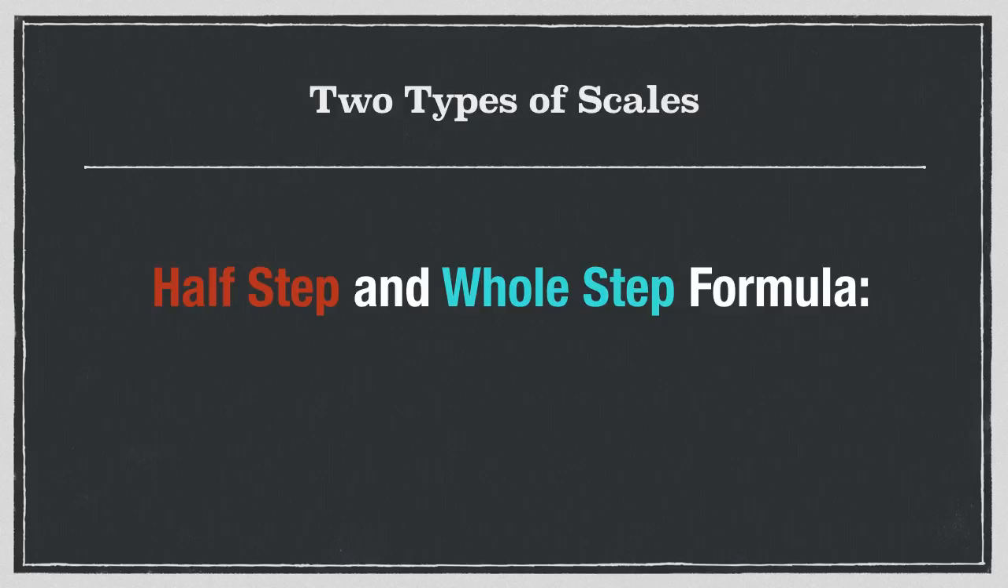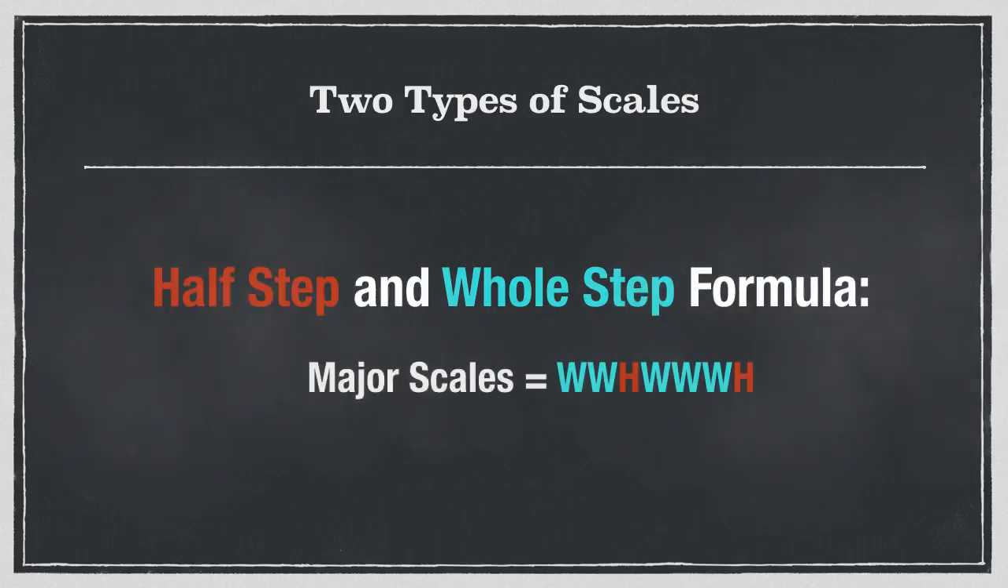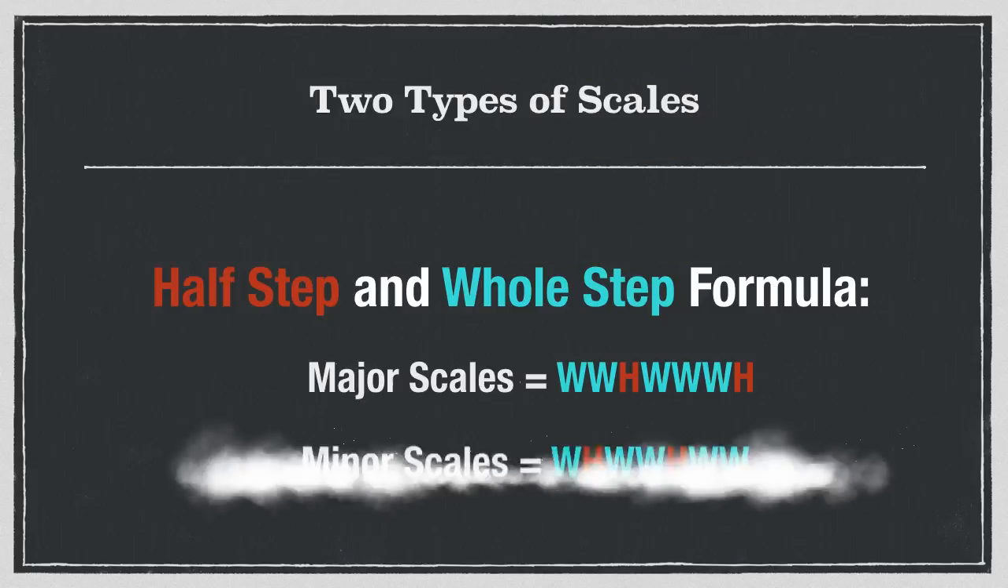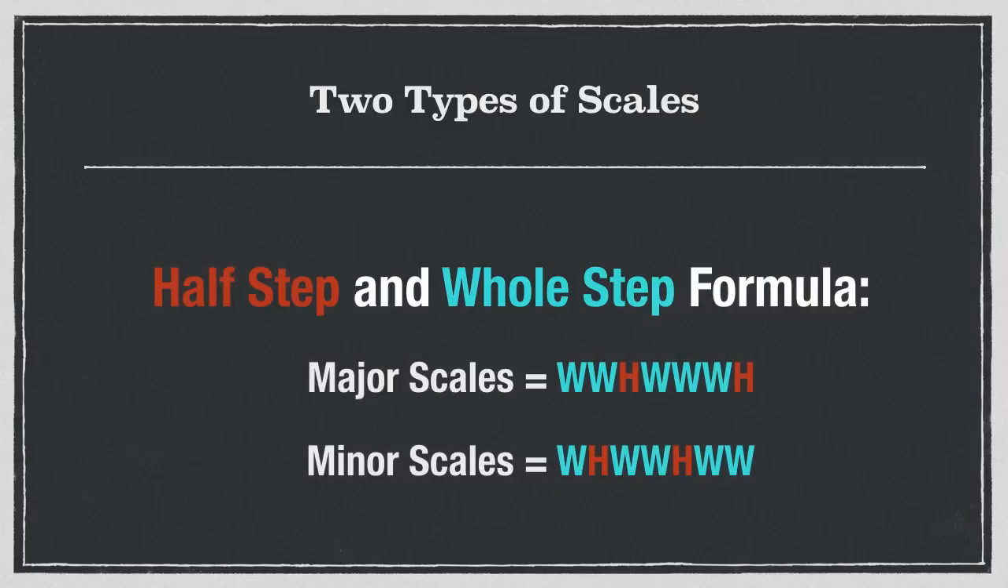The formula begins after your starting note. For major scales, the formula is whole, whole, half, whole, whole, whole, half. Again, that's whole, whole, half, whole, whole, whole, half. For minor scales, the formula is whole, half, whole, whole, half, whole, whole. Again, that's whole, half, whole, whole, half, whole, whole.